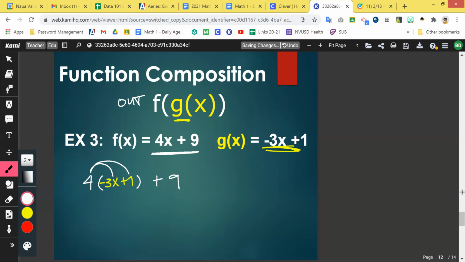So 4 times negative 3x, that's negative 12x. 4 times 1, that's positive 4. And the plus 9 is just going to come down. Okay. We can combine like terms. So my final answer, I have negative 12x. And then 4 plus 9 is going to give me positive 13.